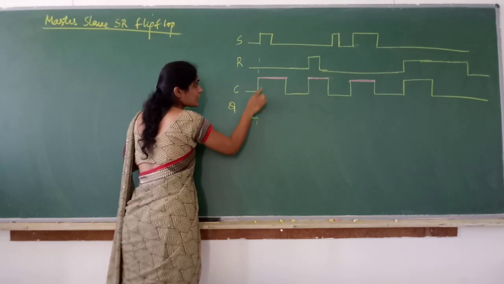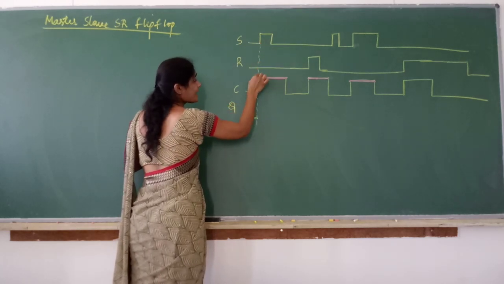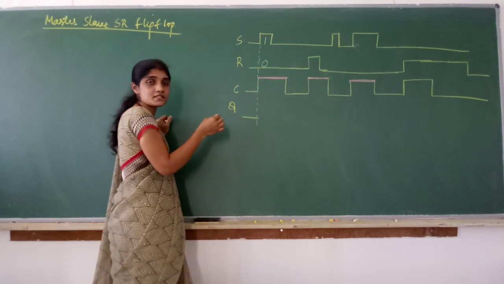Now here clock has become 1. So now you have to track S and R. What is S here? 1, 0. So 1, 0. What is the output?